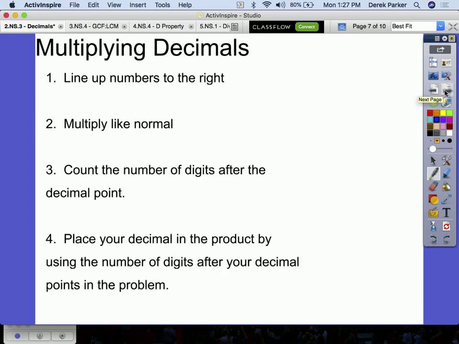When multiplying decimals, first step, line up numbers to the right. You do not have to line the decimals up. I repeat, do not line the decimals up. Step 2, multiply like normal. Imagine the decimals are not even there. Third step, count the number of digits after the decimal point and then place your decimal in the product.